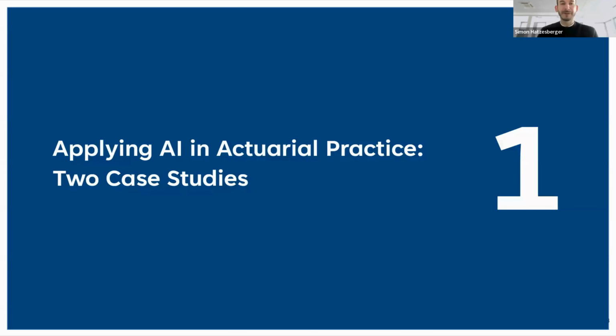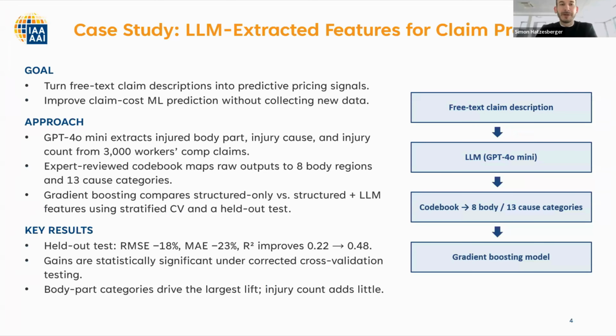Okay. First of all, I am going to talk about use cases which are located in the area of generative AI. So large language models and how they can help us in our actuarial practice. The first one is about using a large language model to extract information, to extract data from unstructured texts. The goal will be, well, we have a machine learning framework. We want to predict how much costs we have for separate claims.